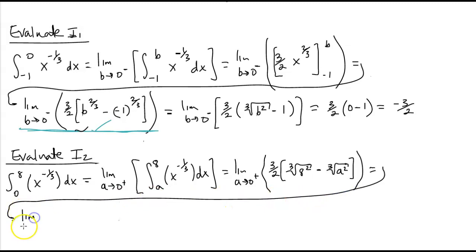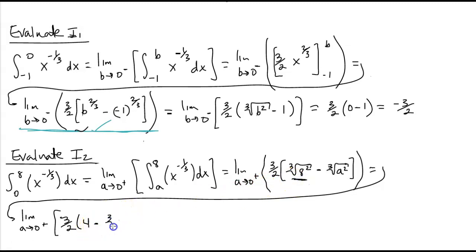So we have the limit as a approaches 0 from the right. We know that 8 squared is 64, and the cube root of 64 is 4. Another way that we can do it is just split this up as cube root of 8 times cube root of 8. And since cube root of 8 is 2, we got 2 of those 2's multiplied together and you get 4. So either way, you'll end up getting 4 here.